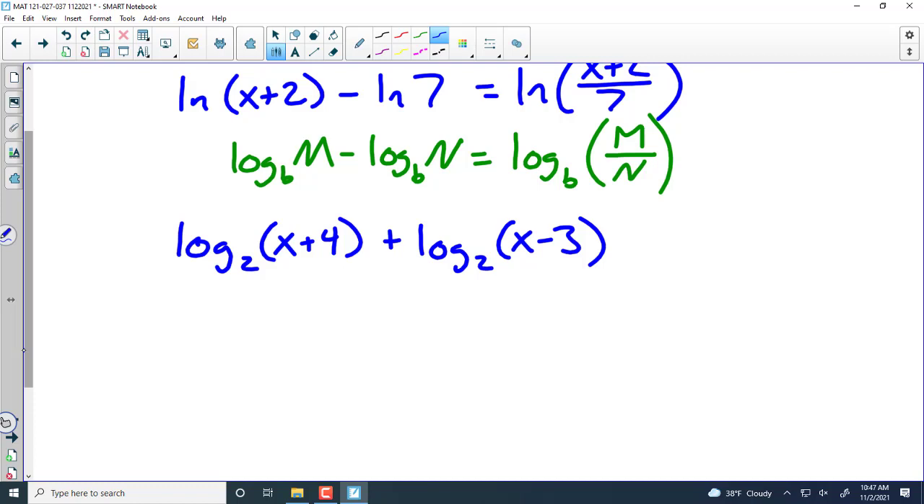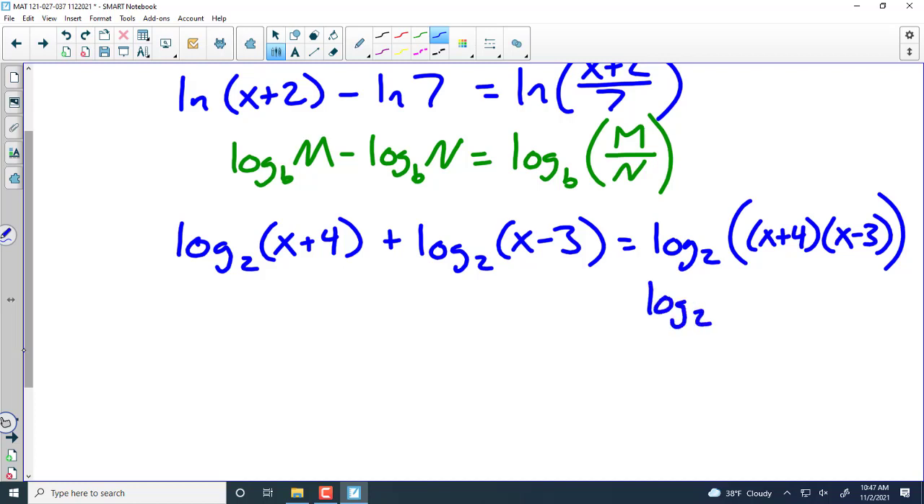And can we turn that into one logarithm? The plus sign in the middle says we can use the product rule and rewrite this as the log base 2 of x plus 4 times x minus 3. And it turns out that once you're within a logarithm, you can do any math you might normally be able to do. So x plus 4 times x minus 3, that can be FOILed, everyone. It's still inside a logarithm, but you can still multiply that out and get this.